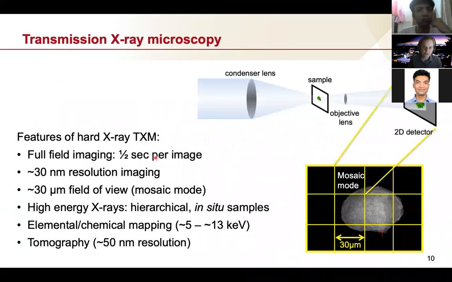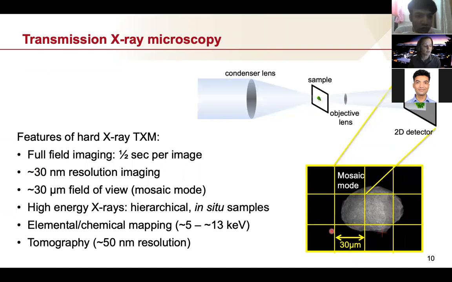And the features of this microscope are such. Because it's a full field microscope, we're not scanning the sample. We can take images in half a second, and we can bump that up. We're not photon limited. We're pretty much detector limited at this point. We have 30 nanometer resolution, and that's from our zone plate optics. We also have a 30 micron field of view. These are both dependent on the energy a little bit because we can tune our energies. Those change a little bit.